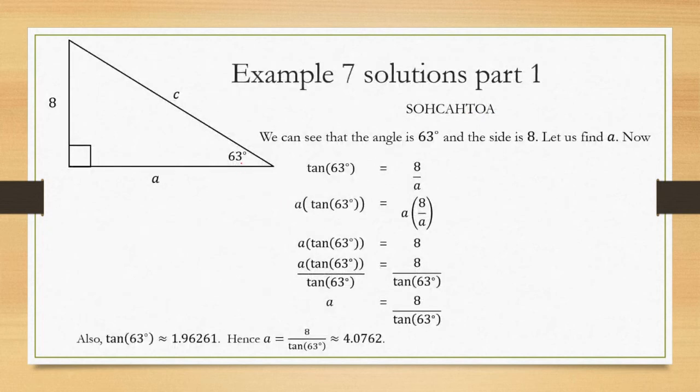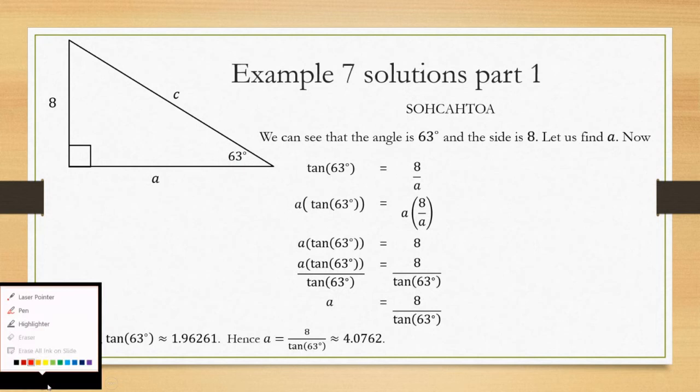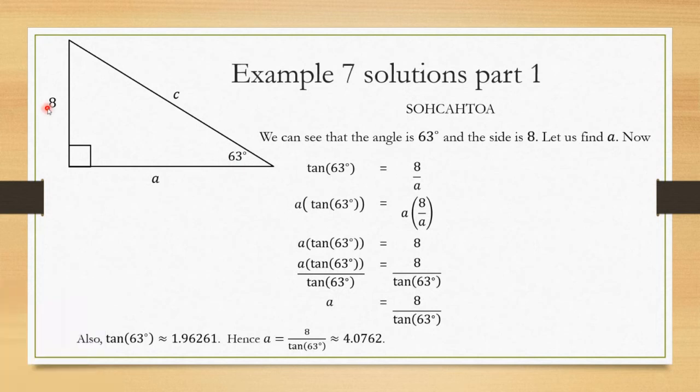We have tangent of 63 degrees. That's opposite divided by adjacent. So in this case, tangent of 63 degrees is equal to opposite, which is 8, divided by the adjacent side, which is A. So we have 8 over A. Tangent of 63 degrees is 8 divided by A.